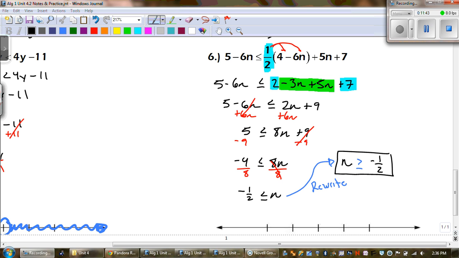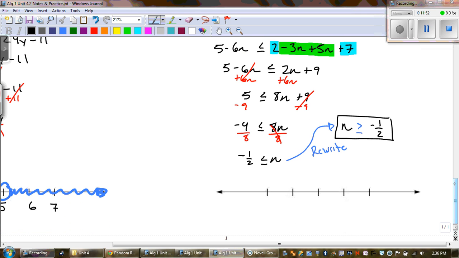Okay, so when you're all done, first thing I did was I added the 6n to the other side, subtract 9, and then divide by 8. And that's where negative 4 over 8 is negative 1/2. Now the n was on the wrong side because we always want the inequality first. And there we go. So, graphing this.